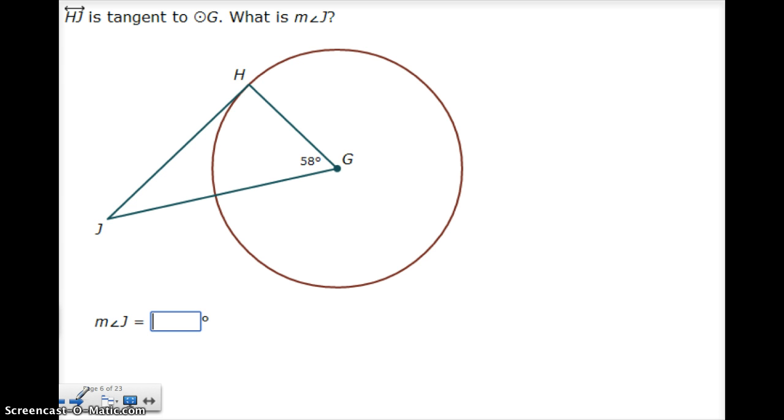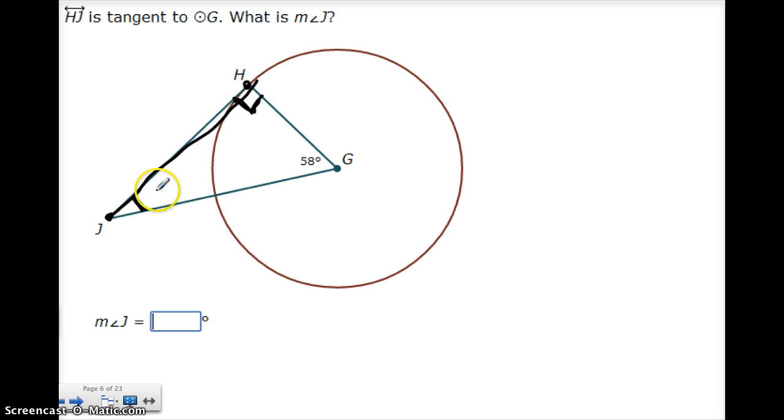Over here, let's read the question. We have HJ is tangent to circle G. What is the measure of angle J? So this is our tangent line, HJ, as you can see right here. And this is our angle that we'll be looking for. Now, as you can see, this is a triangle that has been created. And what we know is since HJ is tangent to circle G, this is a 90-degree angle right here.